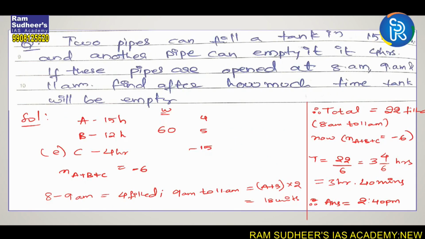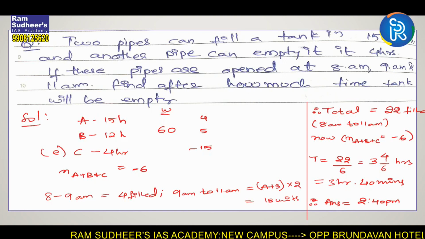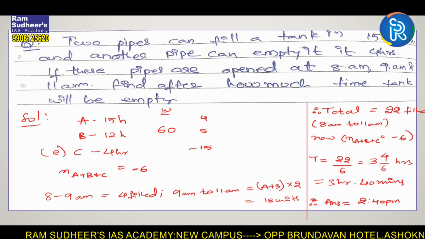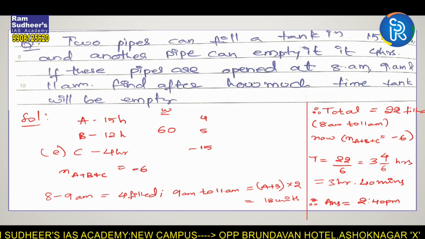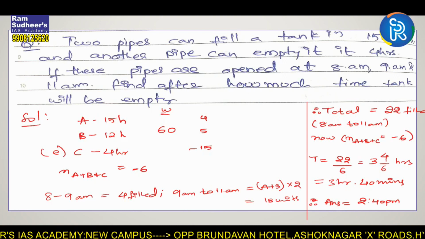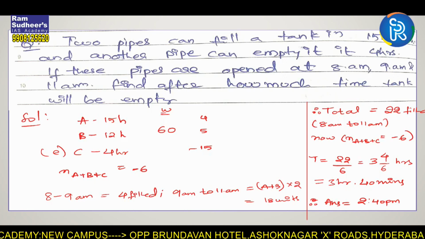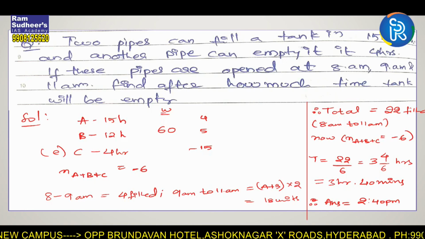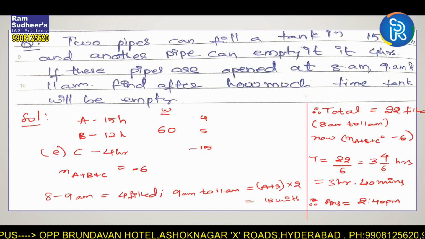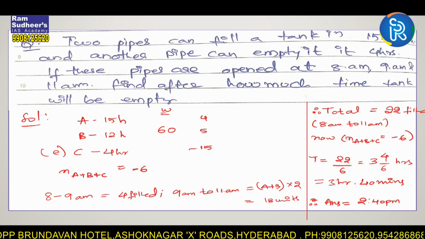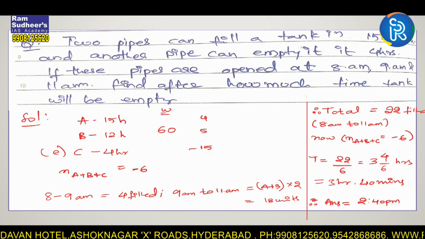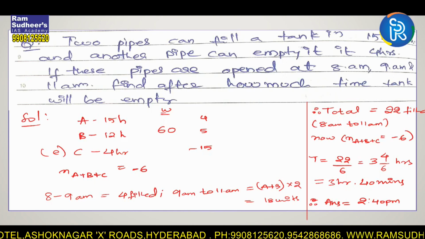I have already discussed in an earlier video that pipes and cisterns is just a separate topic in various books, but it will be solved on similar lines with respect to time and work using LCM. Now moving on to the question. 2 pipes can fill a tank in 15 hours and 12 hours, and another pipe can empty it in 4 hours. If these pipes are opened at 8 a.m., 9 a.m. and 11 a.m., find after how much time the tank will be empty. This is also an application from pipes and cisterns. Solve it on similar lines. And make sure you practice questions, my friends.